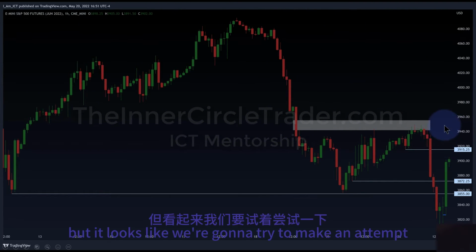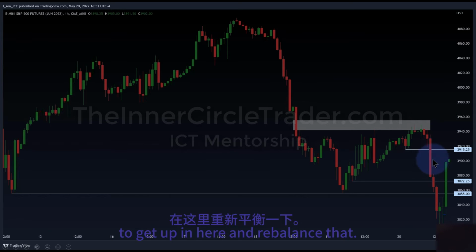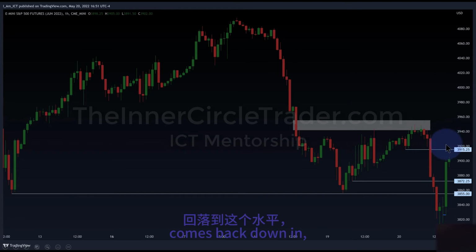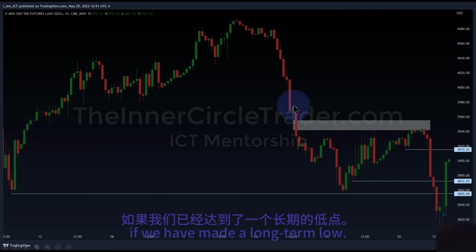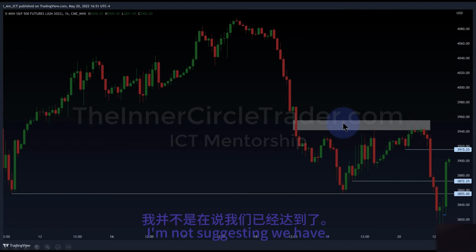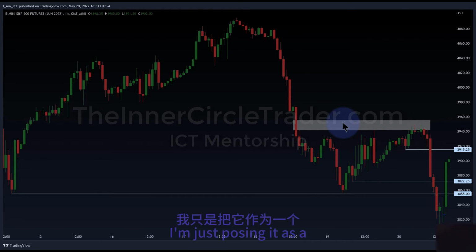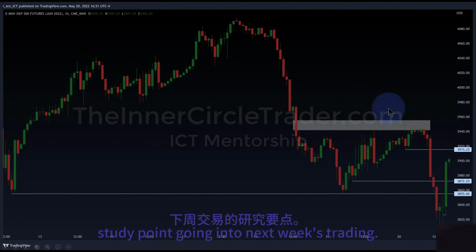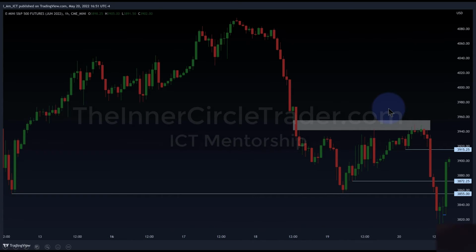But it looks like we're going to try to make an attempt to get up in here and rebalance that. If it goes above it, comes back down in, it can act as support there and send that up higher. Maybe even get up into here if we have made a long-term low. I'm not suggesting we have. I'm just posing it as a study point going into next week's trading.